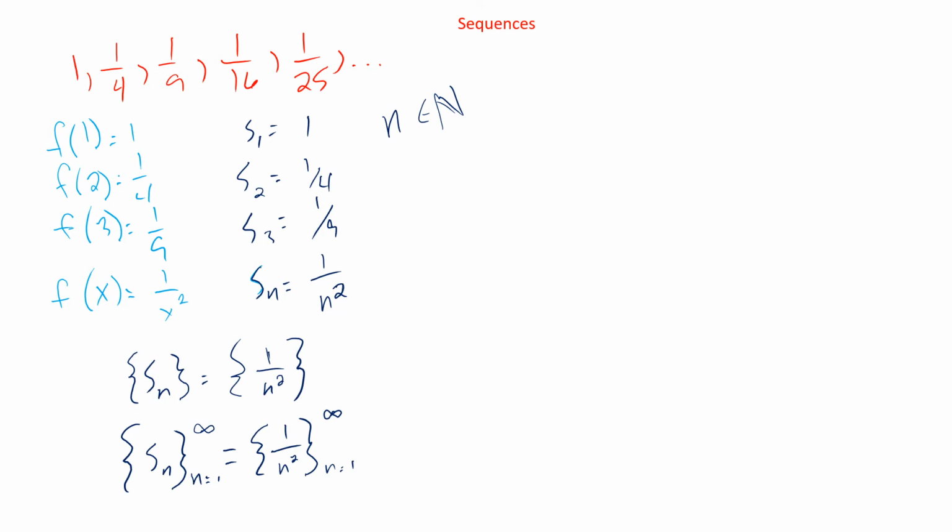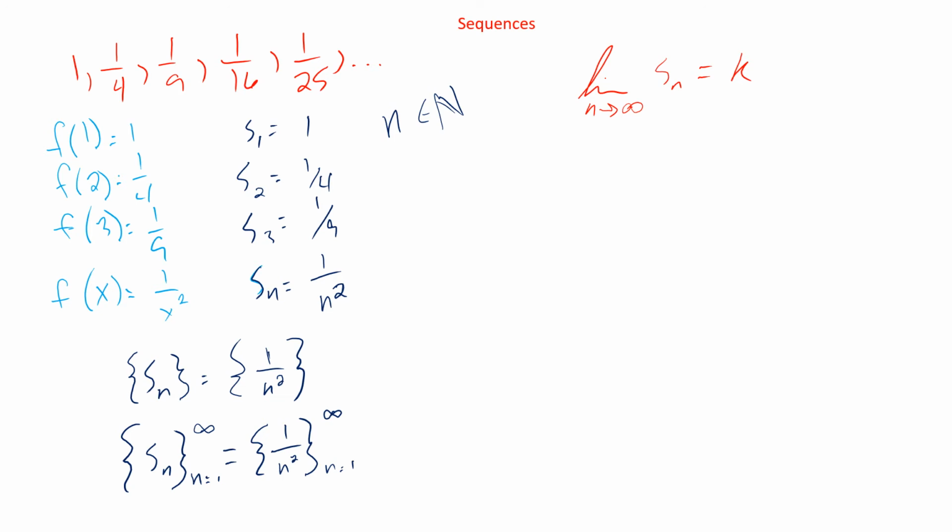The notation for convergence, we would have the limit as n goes to infinity of Sn, and it's going to equal some number, we'll call it k.